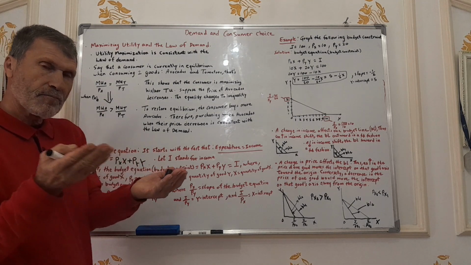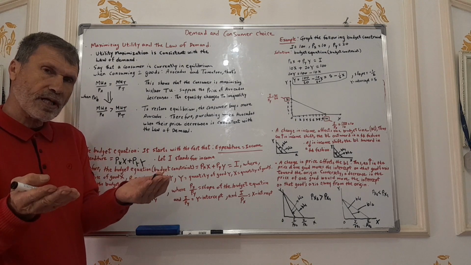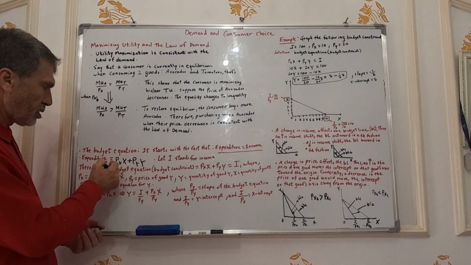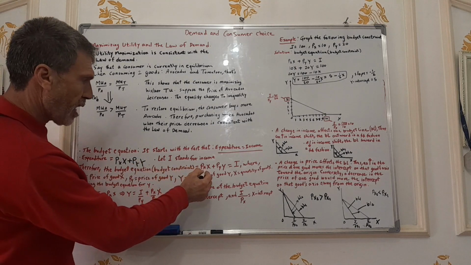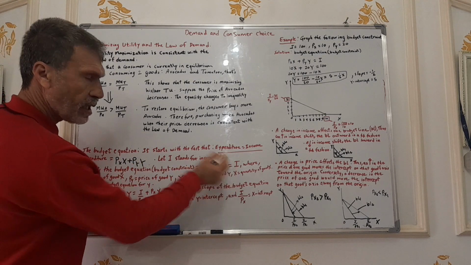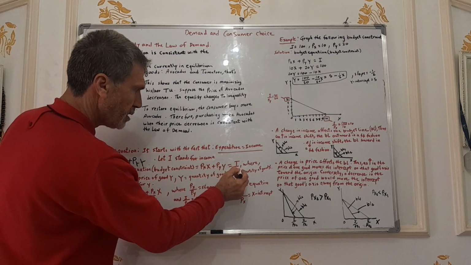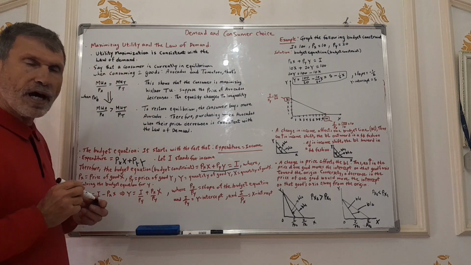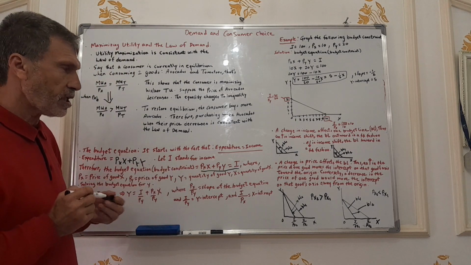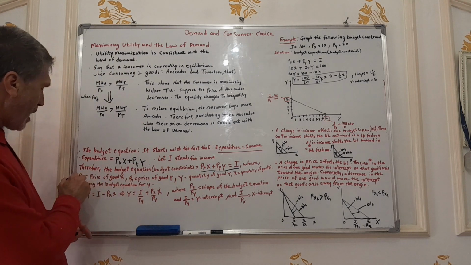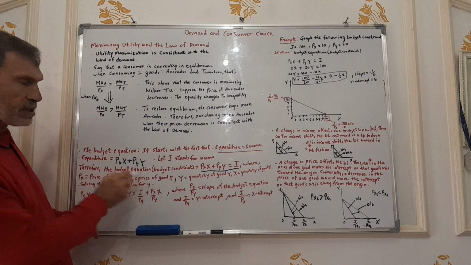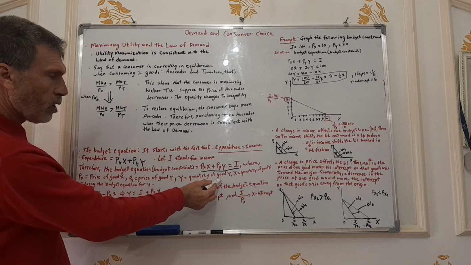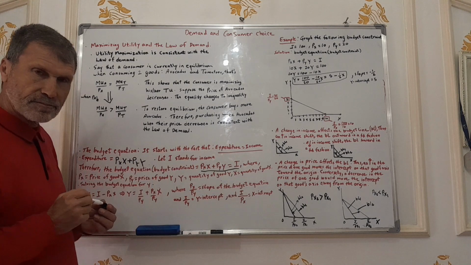So here we say the budget constraint or budget line is expenditure equal to income. This is the expenditure. We put them together: PX times X plus PY times Y equals income. So this is the budget line. This is the equation of the budget line, where PX is the price of good X, PY is the price of good Y, Y is the quantity of good Y, and X is the quantity of good X.